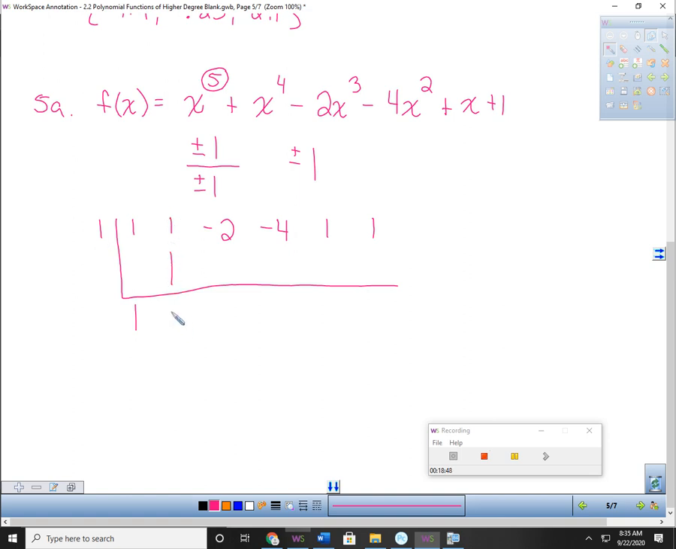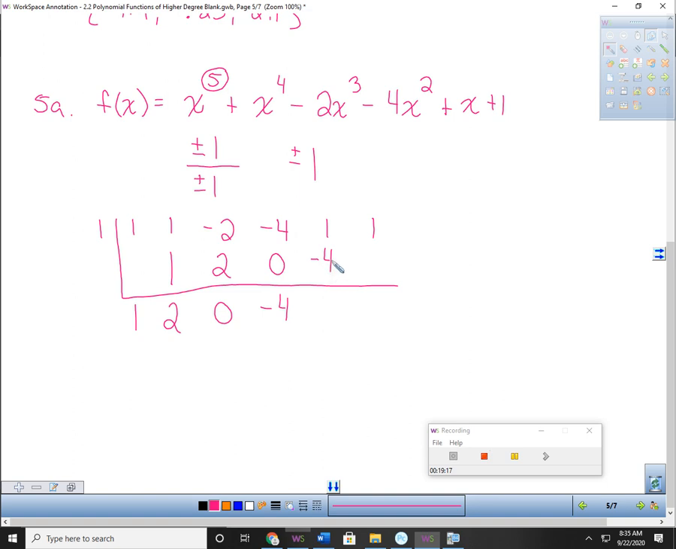And then you add down, so that gives you 2. Then you multiply times the one on the outside. 1 times 2 is 2. And then you add, that makes 0. Then you multiply times the one on the outside, that gives you 0. Add together, that's negative 4. Negative 4 times 1 is negative 4.